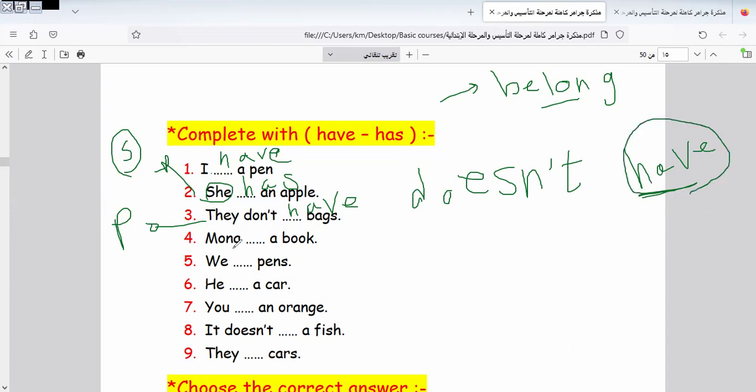Like this. Here is: Mona has a book. So you are clever pupils. Mona has a book. Here it will be: we have. Why we have? Because we here is a plural pronoun. Is what? A plural pronoun. Okay, let's go to another one here.